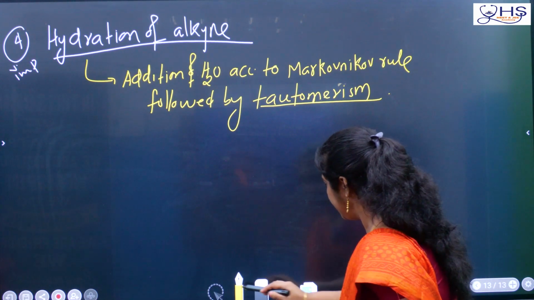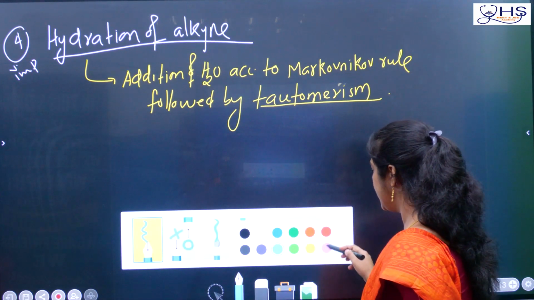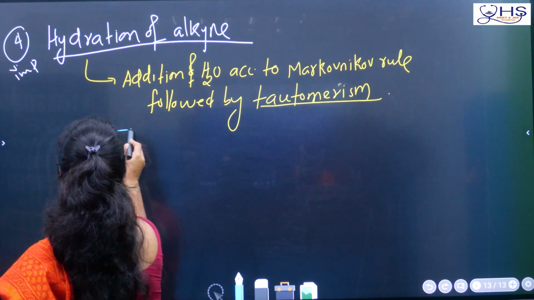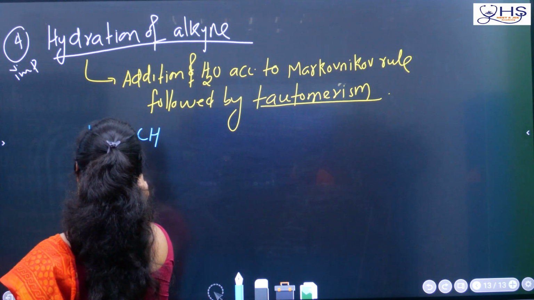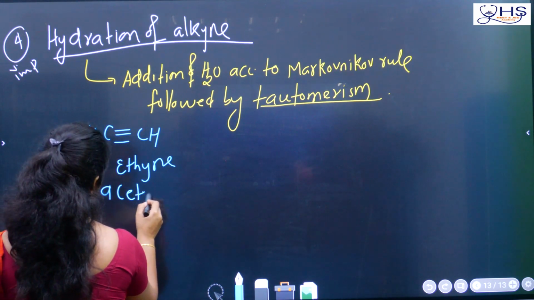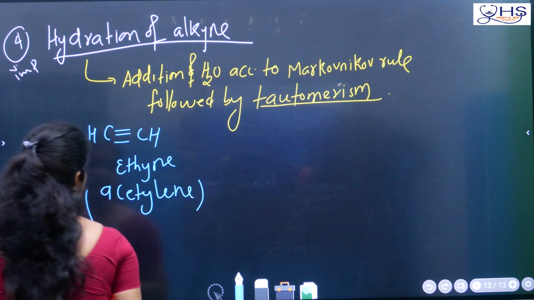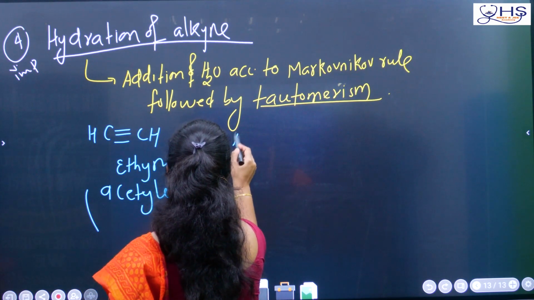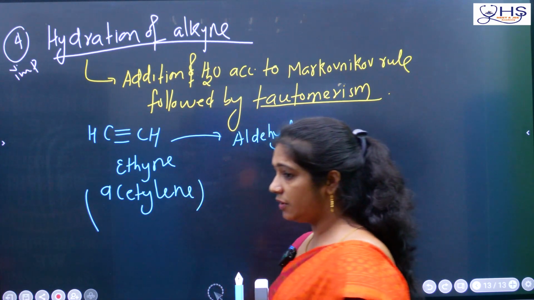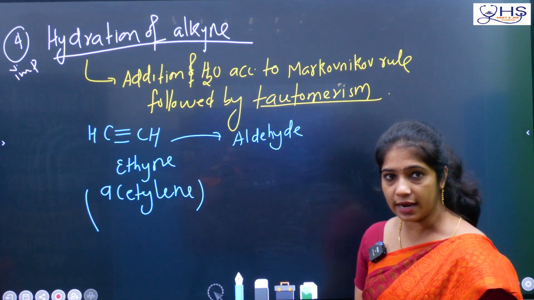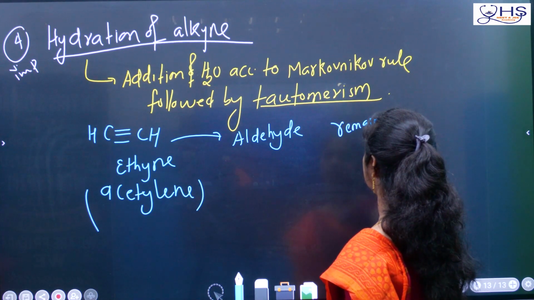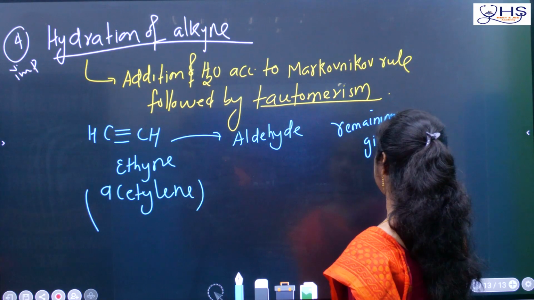If you do like that, then you will get a carbonyl compound, aldehyde or ketone. The first member of alkyne, CH triple bond CH, which is known as ethyne by IUPAC name, what is the common name? Acetylene. This will give you aldehyde. All other alkynes will give you ketone. Remember, only the first member of alkyne gives aldehyde. The remaining alkynes give ketone.